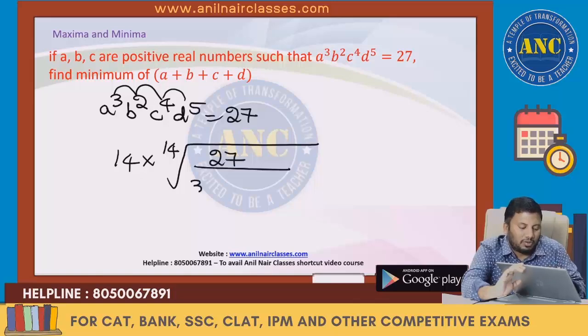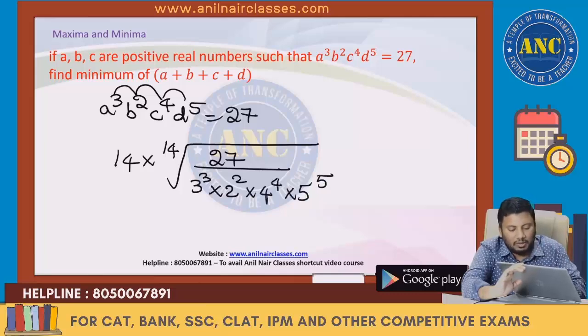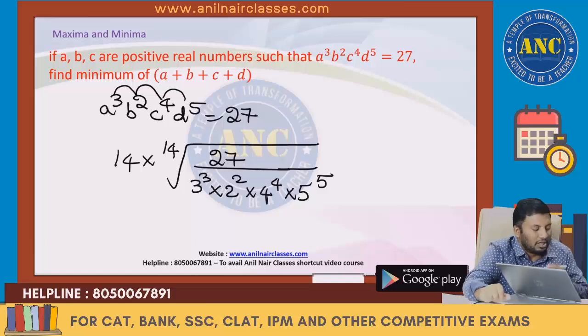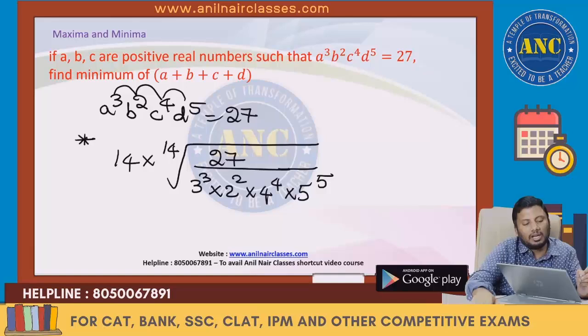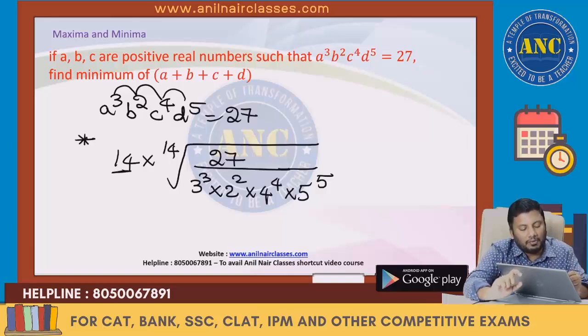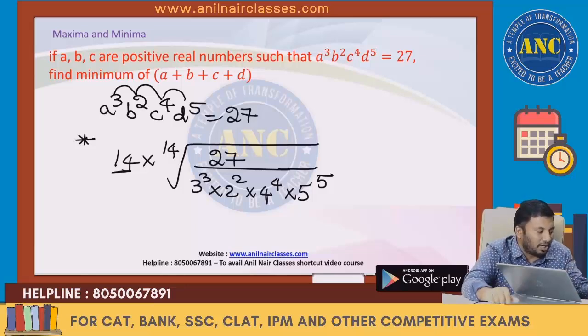Assign the power to the variable: 3 cube. Next is 2 square. Next is 4 power 4. Next is 5 power 5. Are you all with me? Right, directly you will get this answer. 14 is the sum of the powers. 14 into 14th root of 27 by, assign the power to the variable: 3 cube, next is 2 square, next is 4 power 4, next is 5 power 5. Directly you will get this answer.